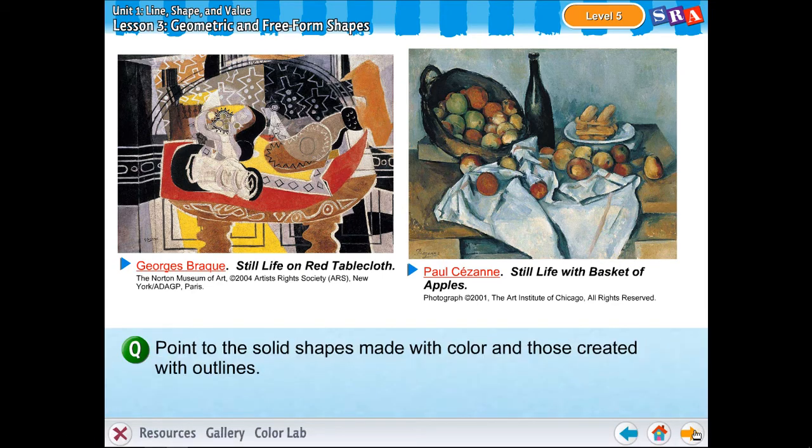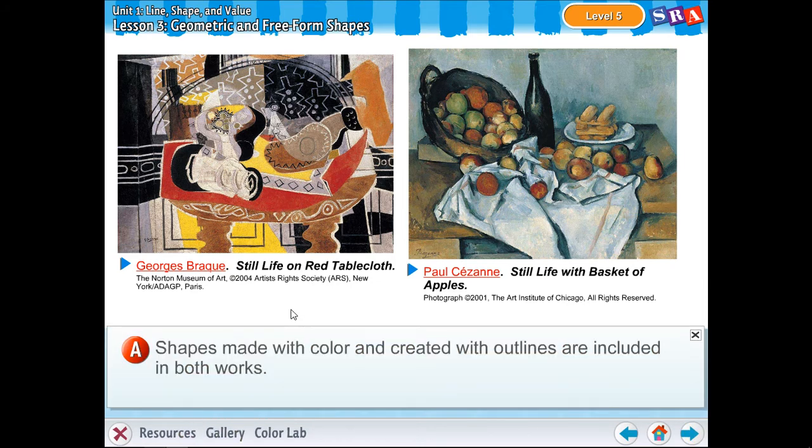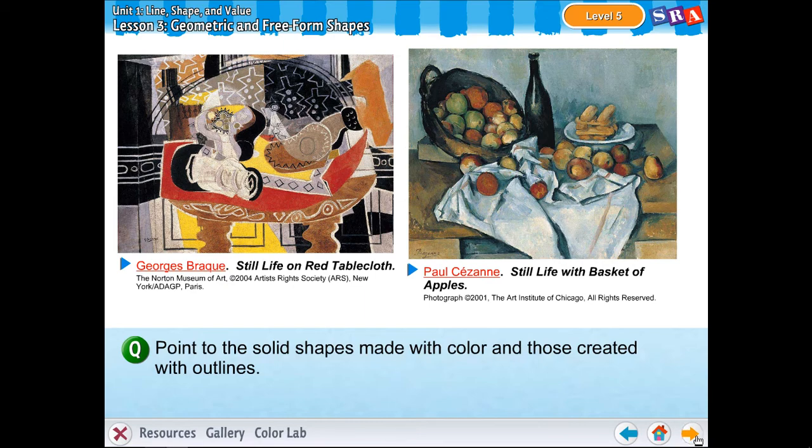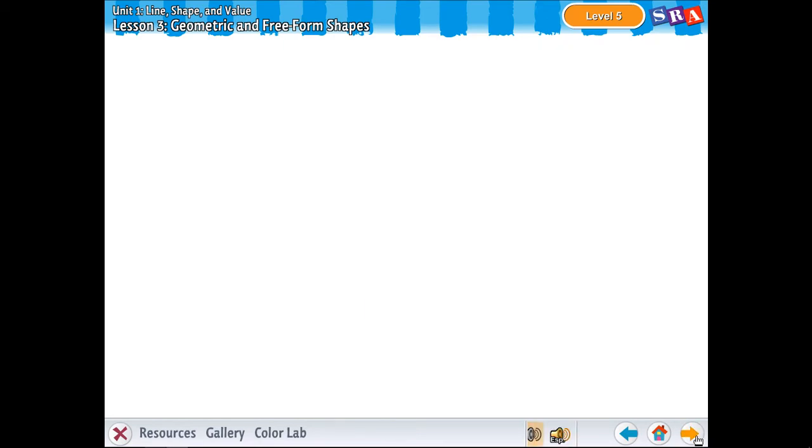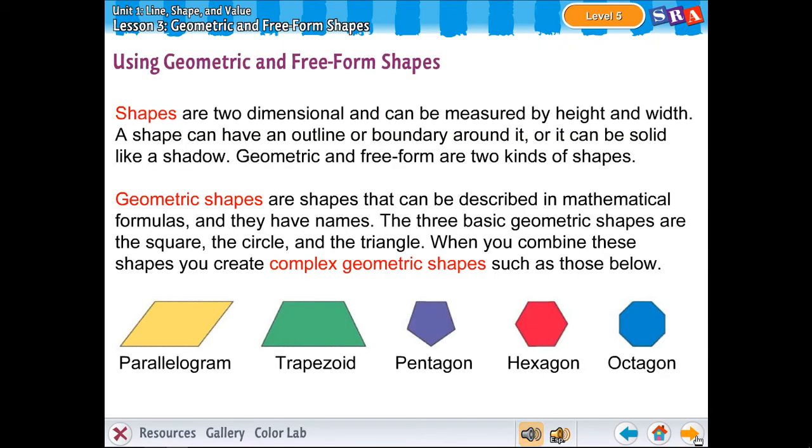Okay, so point to the solid shapes made with color and those created with outlines. So if we look at shapes right here, these are shapes that are outlined, and they're in both paintings. Here's a shape that's outlined. So you have a lot of shapes that are outlined with just color. You can't really see the line. You can just see that they're colors and it outlines things. Using geometric and freeform shapes.